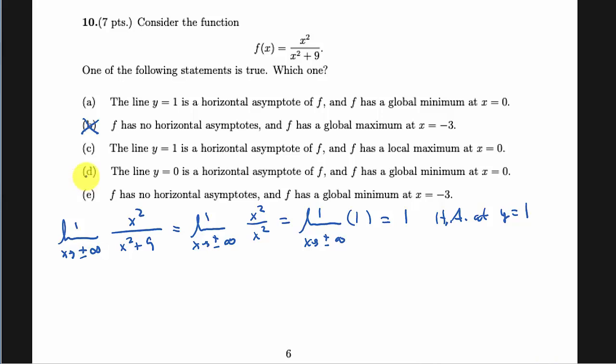The line y equals 0 is a horizontal asymptote. That's not right, and f has no horizontal asymptote. You can cross that one out. So we're going to look at both of these.